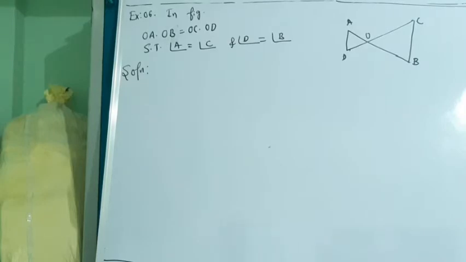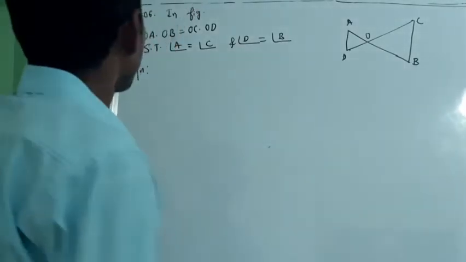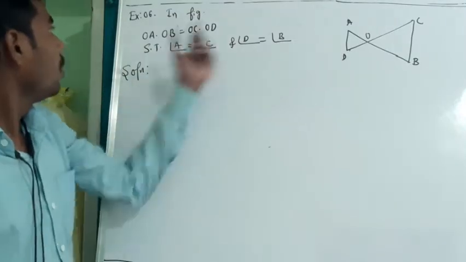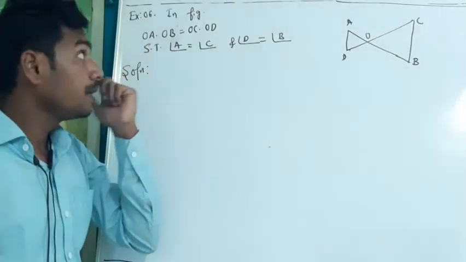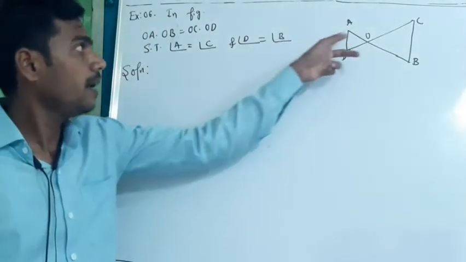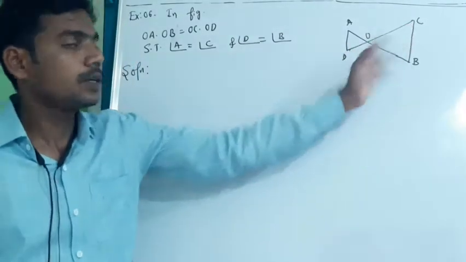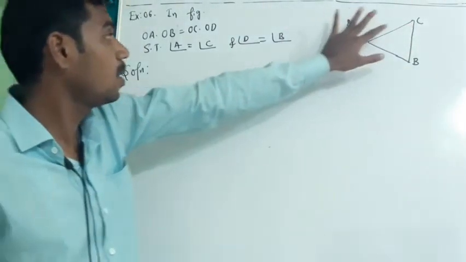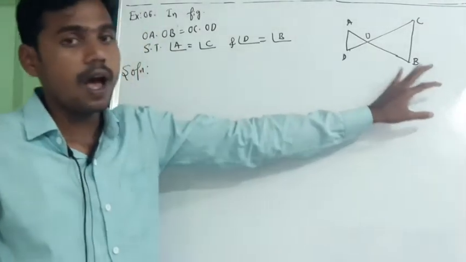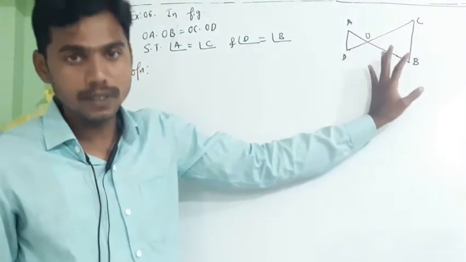Next, example number 6. In the figure, OA into OB is equal to OC into OD. Show that angle A is equal to angle C, and angle D is equal to angle B. When can I say angle A is equal to angle C, angle D is equal to angle B? Either they should be congruent, or they should be similar.